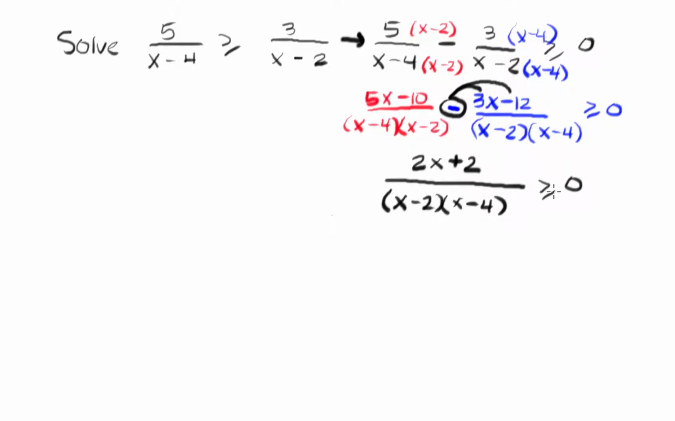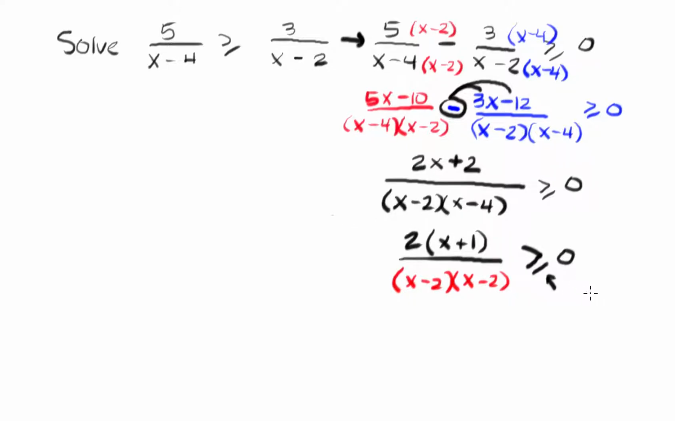And now at this stage, we want to factor the top and factor the bottom. So we factor the top. This is going to give us 2 times x plus 1 over x minus 2 times x minus 4. Now I'm going to differentiate in the colors here because there's an important idea about the inequality, and that's the fact that the denominator gives the restrictions, and the numerator is essentially the zeros. So in this problem, the top is allowed to equal 0 because it says greater than or equal to 0. But the denominator can never equal 0.